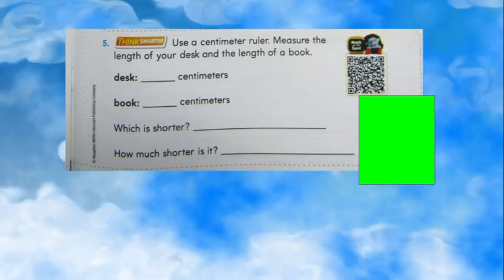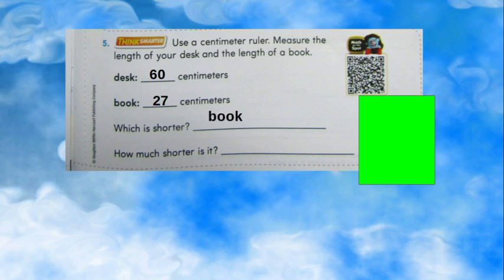Let's take a look at number 5, our Think Smarter question. It says, use a centimeter ruler. Measure the length of your desk and the length of a book. Well, I know you don't have your desk right now, but we do know that the length of a desk is about 2 rulers. One ruler is 30 centimeters, and 2 rulers would be 60 centimeters. Then I grabbed your math workbook and I measured the length, or the long side of the book, and found that it was 27 centimeters. So which of those objects is shorter?